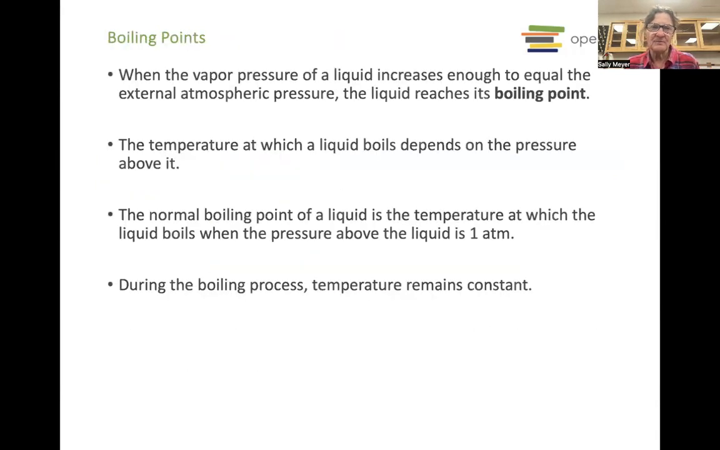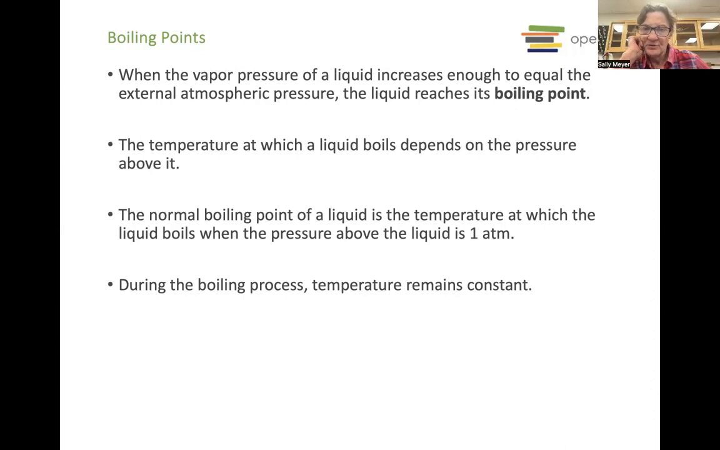Okay, so now we're going to talk about boiling points and some of the physical changes. So boiling point is by definition, when the vapor pressure of a liquid increases enough to equal the external atmospheric pressure, and then we call that the boiling point. So the temperature at which a liquid boils depends on the pressure above it, that's always true, because it's when the vapor pressure equals the external pressure. So if you're on top of Pikes Peak, water is going to boil at a lower temperature because the atmospheric pressure is lower than it is down here.